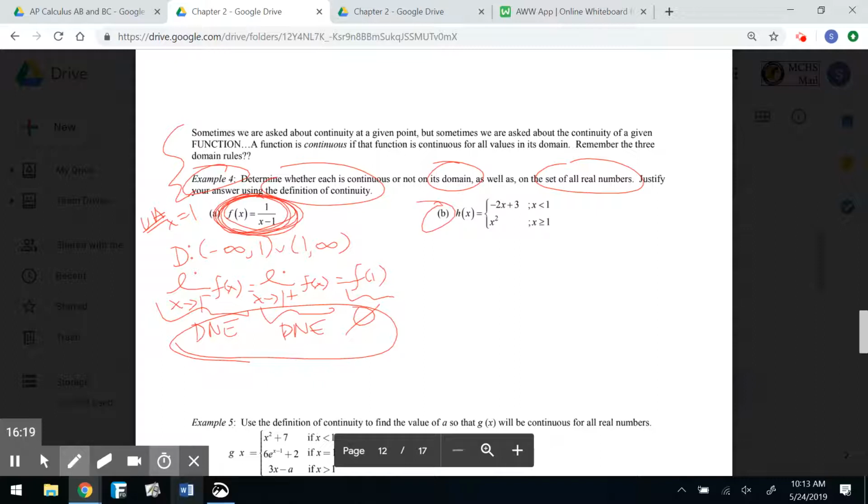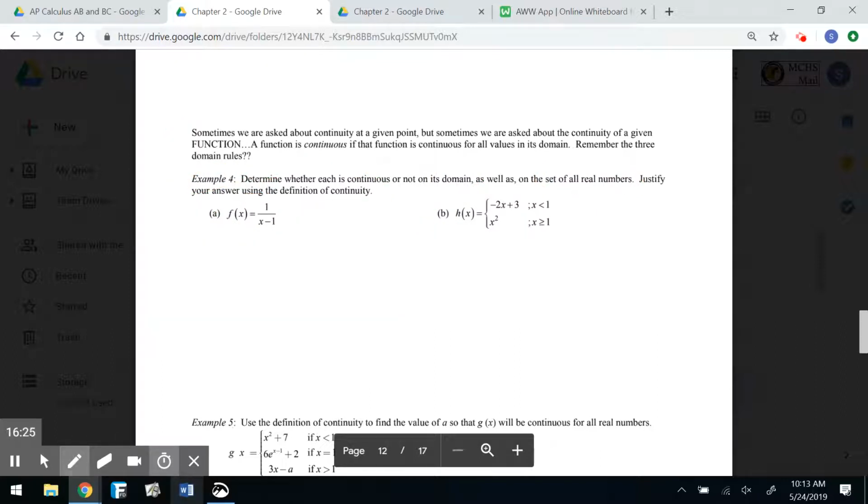B makes us think a little bit more. That's the problem that is definitely a lot more fun to do. And it's a piecewise function. h of x equals. You know what's interesting about this is if I look at that top, hopefully you know that's the graph of a line. Guess what? A line is always continuous. Always. And that is a parabola. A parabola is always continuous. So what could be the problem here?